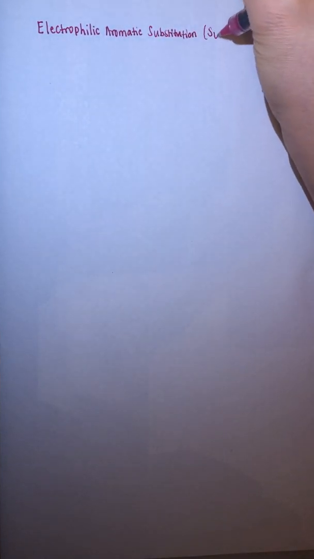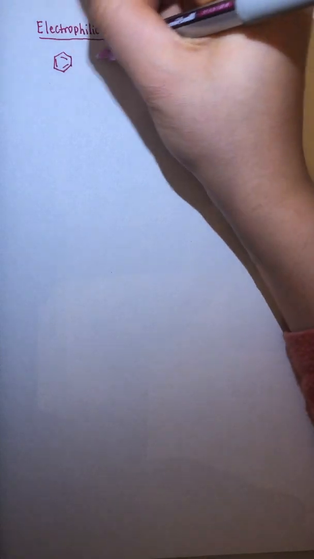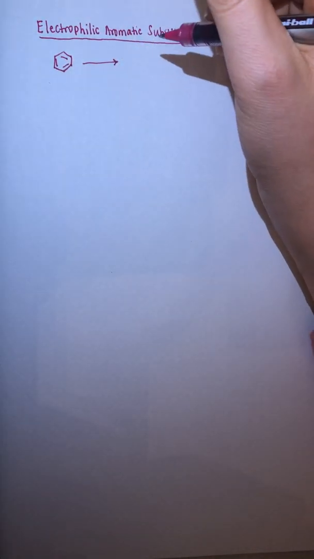Okay, so we'll start with electrophilic aromatic substitution, or SEAr. The thing that's different about this type of reaction is that the aromatic ring that you use, most likely benzene, is going to act as your nucleophile. So basically you're going to be substituting the ring with an electrophile, right? So we've seen this many times before.